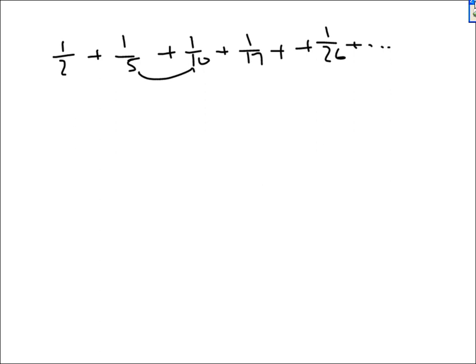I see, 5 times 2 is 10, but 10 times 2 is not 17. I mean, you can stop there, but 17 times 2 is not 26. We're not multiplying. Well, first we're adding 3, and then we add 5, and then we add 7, then we add 9. 3, 5, 7, and 9.